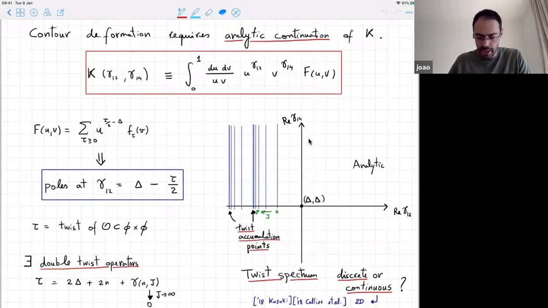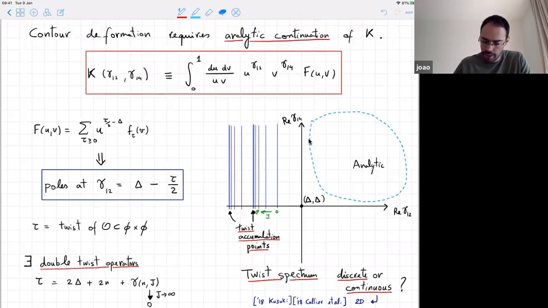So the function k was defined in this region here by this integral. In this region, it's completely analytic. But now we have to deform it to smaller values of gamma 1,2 and gamma 1,4.